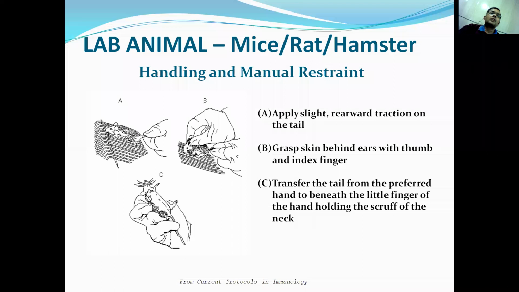Now in the third step, you have to reverse. You revert that hand, and you put the tail beside your last finger. So you hold the tail beneath the little finger, and you invert the animal. Now the entire back portion is exposed, and you can easily go for inoculation, IV or intraperitoneal, or some other procedure. So this is how we can handle the mice, rat or hamster.